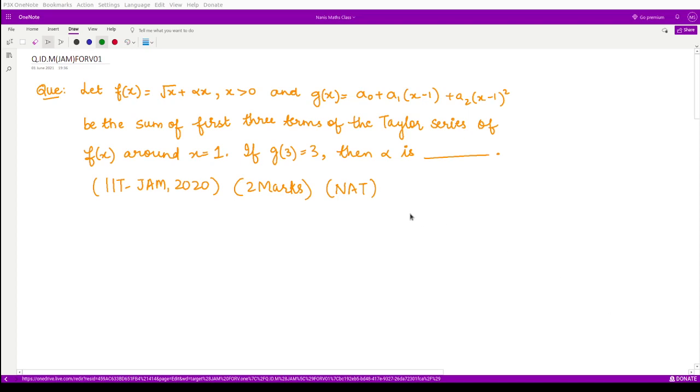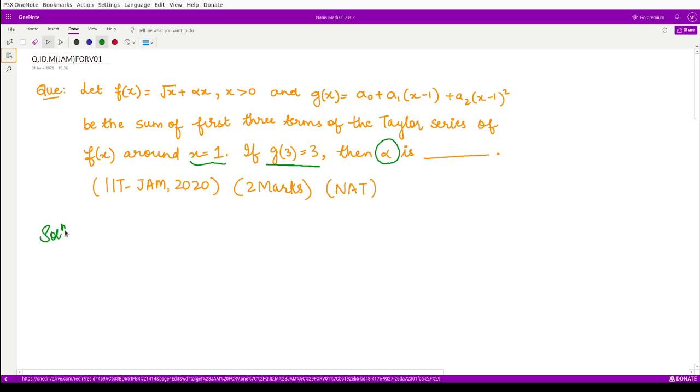The question says: let f(x) be defined as square root of x plus alpha x, where x is greater than 0, and g(x) is given as the function a0 plus a1 (x minus 1) plus a2 (x minus 1) whole square. This is the sum of the first three terms of the Taylor series of the function f(x) around the point x is equal to 1. Moreover, it is given that g(3) is 3, and they are asking for the value of alpha. So here we have to determine alpha by solving this expression.